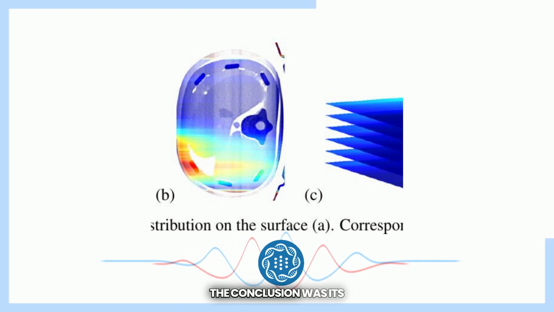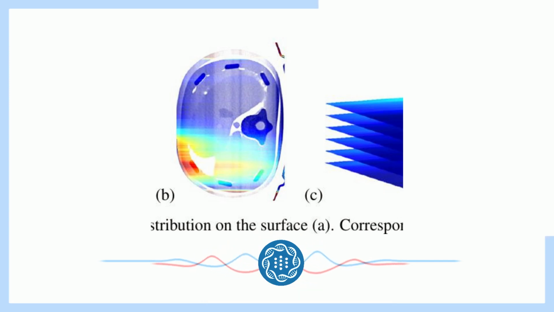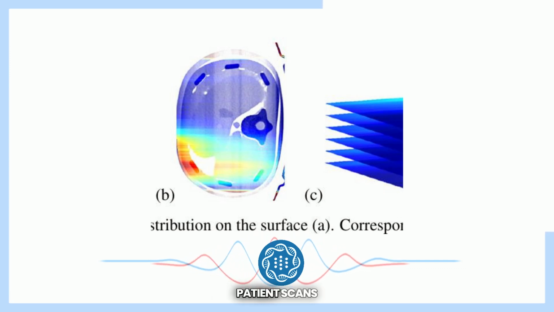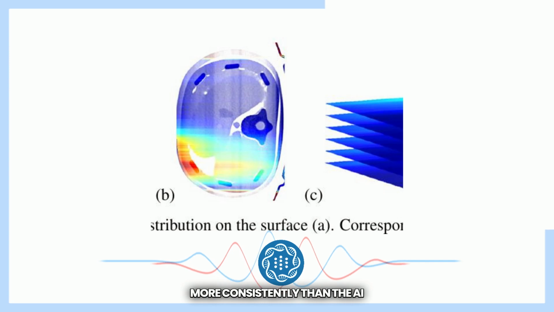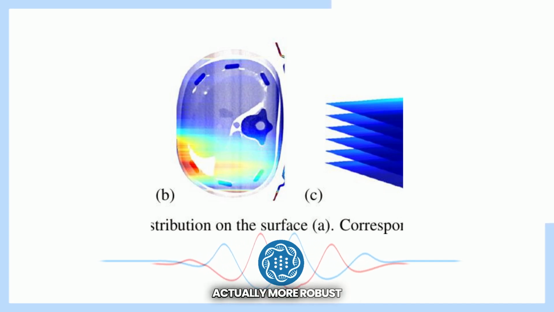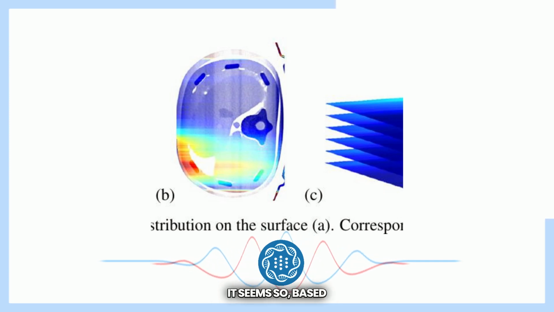Why? The conclusion was its general applicability. It could handle the variations between CT and MRI in different patient scans more consistently than the AI model, which was really optimized for one type of data. Wow. So the takeaway is the traditional method was actually more robust across different types of real-world data. It seems so, based on this study.